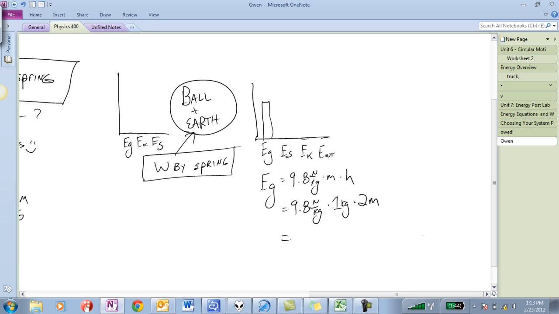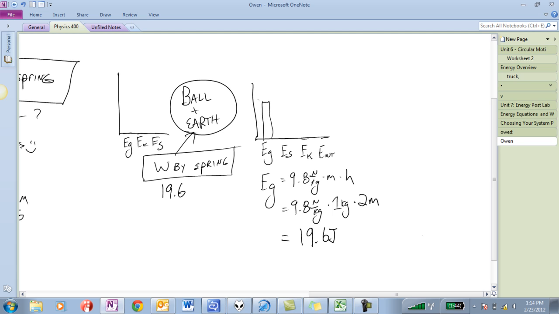And don't pull out your calculators. Please, you guys can do 9.8 times 1 times 2. 9.8 times 2 is 19.6. Whew, I was getting a little bit nervous. 19.6 joules. So what's really nice about this is you'll notice that is the work done by the spring as well, because that energy that was transferred in here is going straight to the EG. So that is the amount of energy that was transferred by the spring.